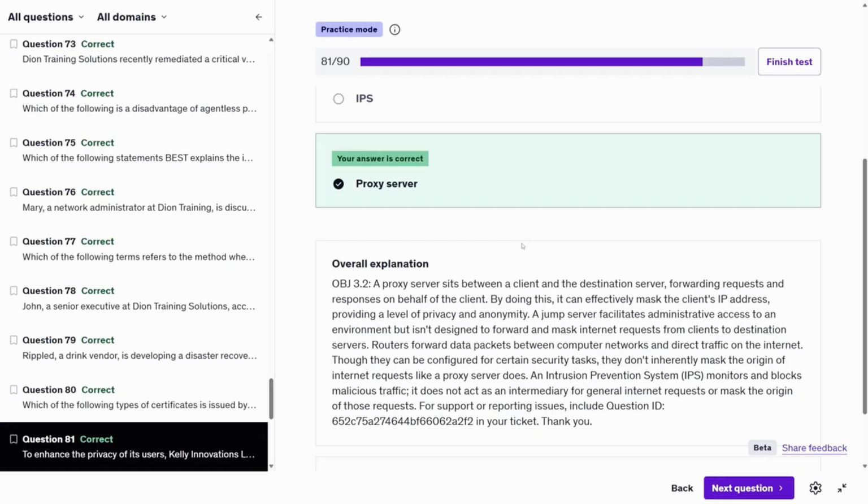A jump server facilitates administrative access to an environment, but isn't designed to forward and mask internet requests from clients to destination servers. Routers forward data packets between computer networks and direct traffic on the internet. Though they can be configured for certain security tasks, they don't inherently mask the origin of internet requests like a proxy server does. And an IPS monitors and blocks malicious traffic. It does not act as an intermediary for general internet requests or mask the origin of those requests.